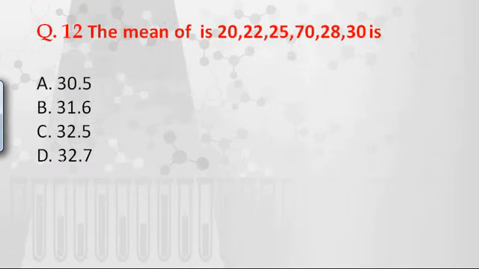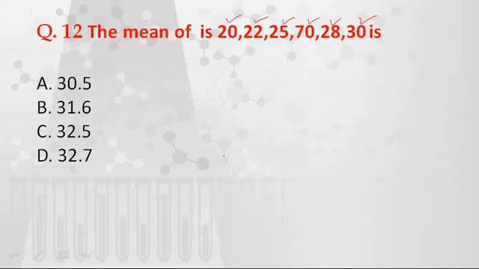Question number 12. The mean of these numbers. So some series of numbers is given here. We can count it. How many numbers are there? 1, 2, 3, 4, 5, 6. So total 6 numbers are given here. So we have to find out its mean.